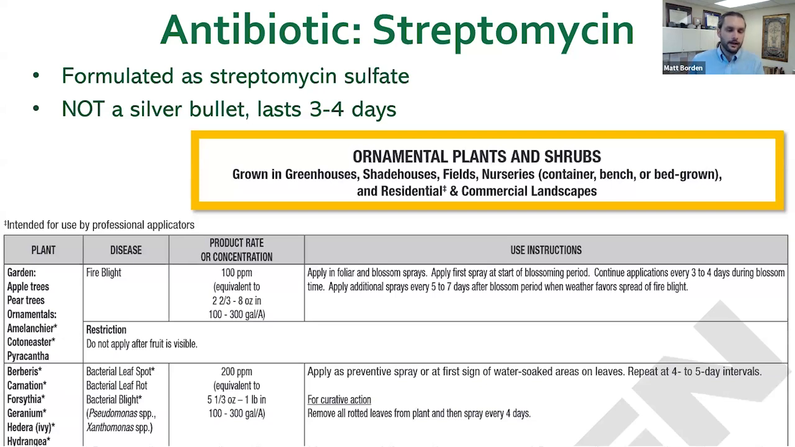So to effectively have good coverage from this antibiotic during the entire bloom period of, say, a crabapple, to protect it from fireblight, you might have to be applying this, well, as it says right here on the label, continue applications every 3 to 4 days during blossom time, and then apply additional sprays every 5 to 7 days after bloom period when weather favors the spread of fireblight. So this is something that can be done in orchards where they are out there doing cover sprays very heavily during this time of the year. It is not typically something that we can, or honestly should be doing in most landscape situations.